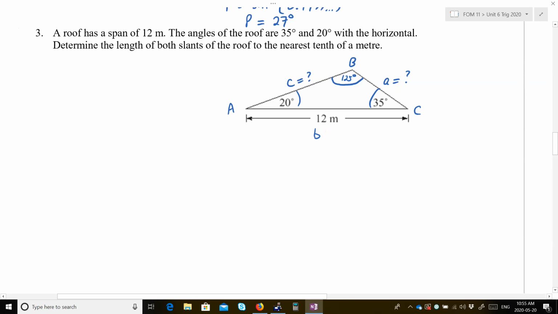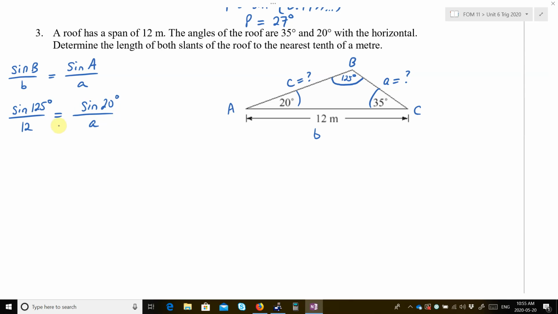Okay, so this will be little b. So sine B divided by b is equal to sine A divided by a, and we can figure out a first of all, and then we can do the sine law again to get c. So I would have sine of angle B is 125 degrees divided by little b is 12 meters. Sine A is 20 degrees, and we're looking for little a. Awesome, let's solve this for a. So we would get a sine 125 degrees equals 12 sine 20 degrees.